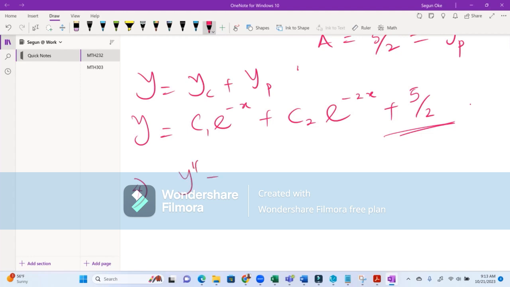y double prime plus 3y prime. I will continue to use this one because it has nothing to do with what we are doing. All is y, I will just change my g of x. You will see a different g of x, because g of x is actually the target. How do we implement it?